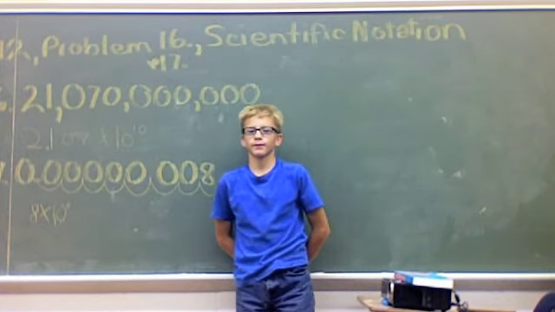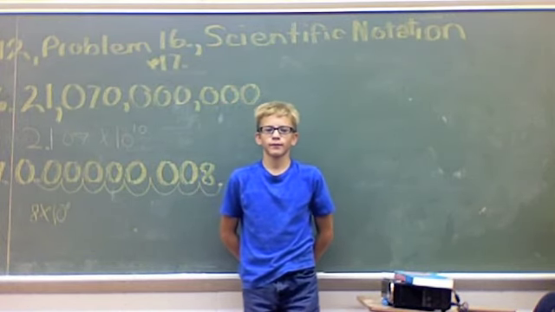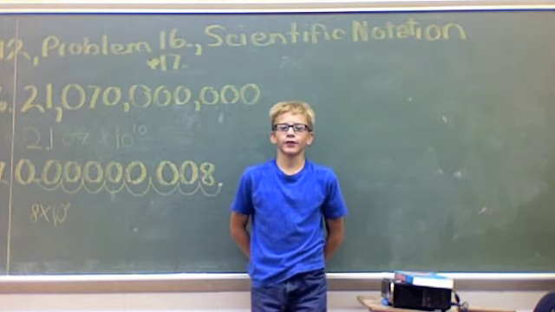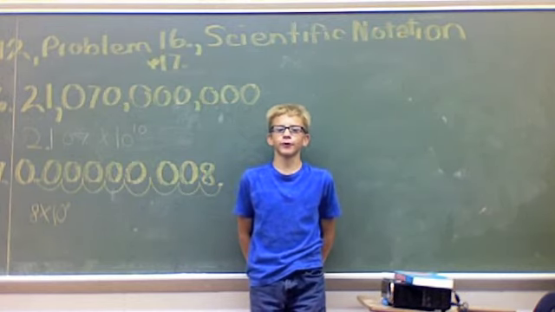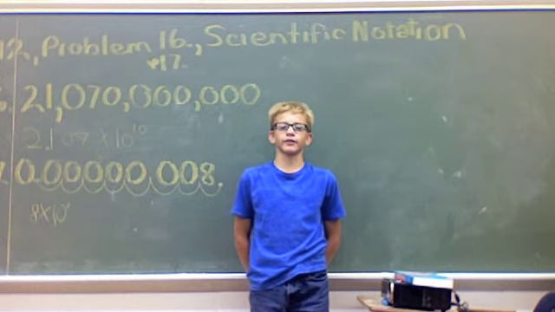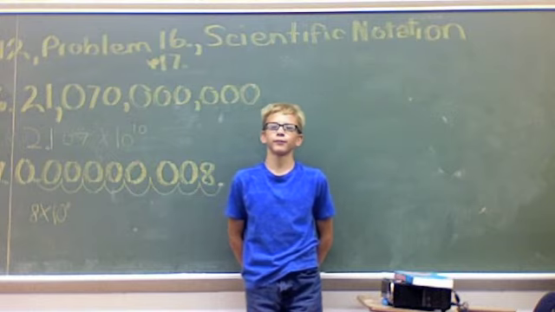Okay, and to review, Stephen's going to remind us of the 3 simple rules for scientific notation. Number 1, the decimal has to be after the first non-zero digit. Number 2, it has to be times 10. And number 3, you have to have the integer exponent. Good job.